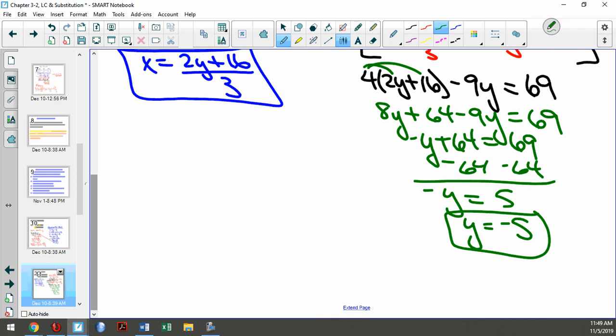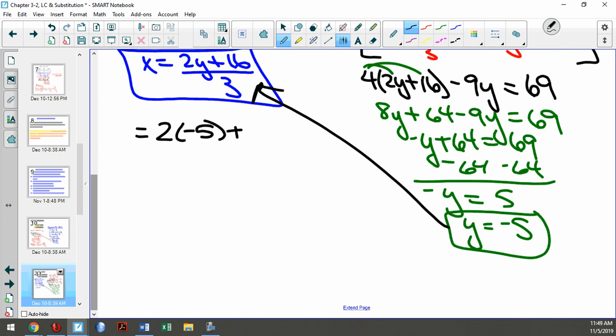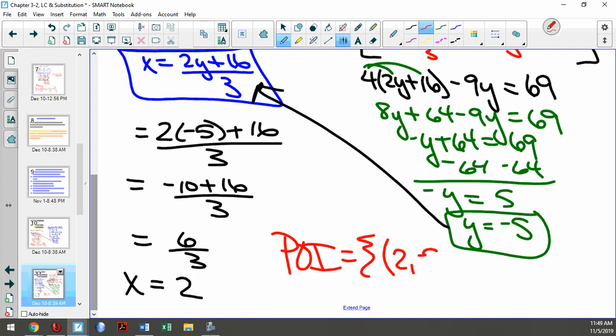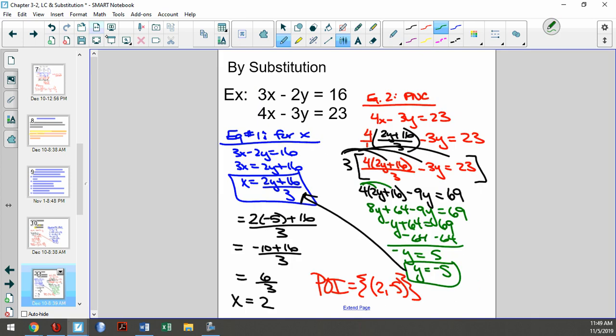So now that I found y, how do I find x? I'm going to go right to the box, and I'm going to plug it in. 2 times negative 5 plus 16 over 3. Negative 10 plus 16 over 3. 6 over 3 is 2, and that's x. So my POI is 2, negative 5. That's nasty, isn't it? Who wants to do that work?